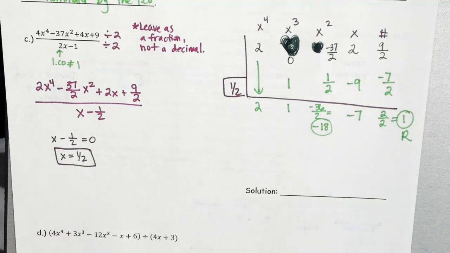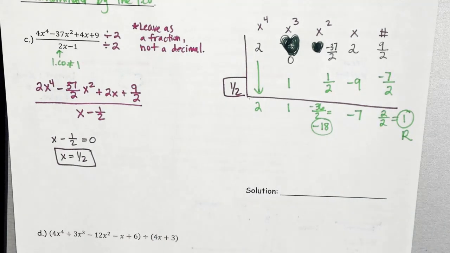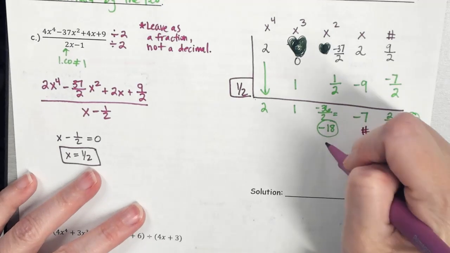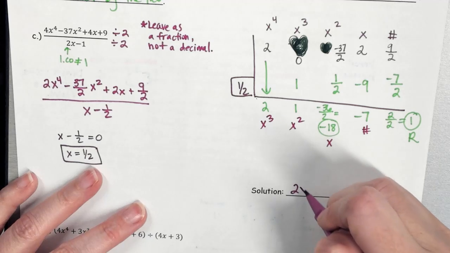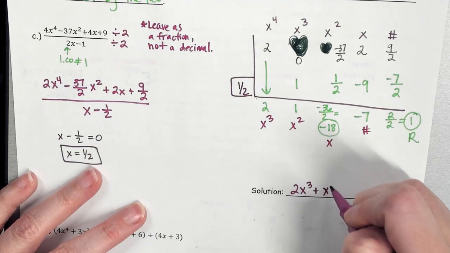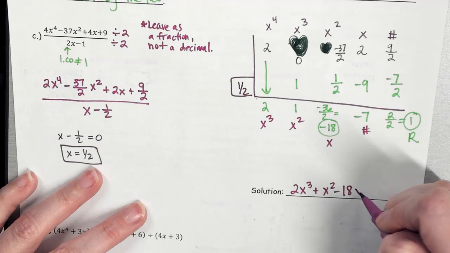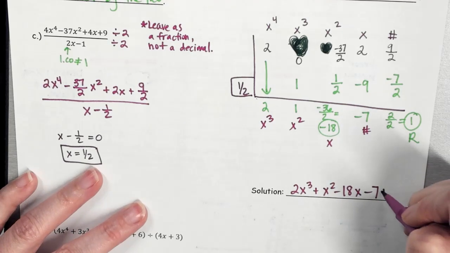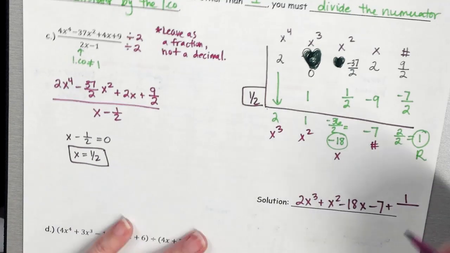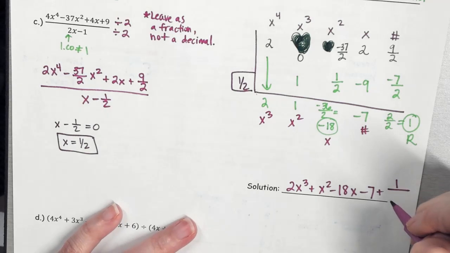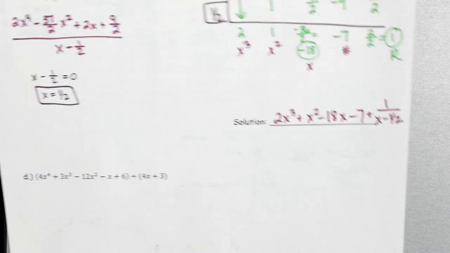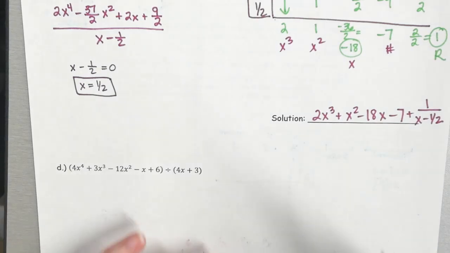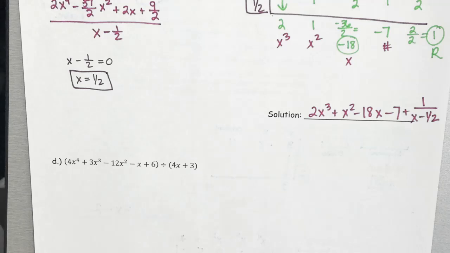Now this is your remainder, so I always just do remainder number x, x squared, x cubed. So you have 2x cubed plus x squared minus 18x minus 7, and then the remainder is going to live over the divisor. Now, there is a better way to write this, and your book shows it to you. I'm going to show you how to do it. I am going to accept either answer though.